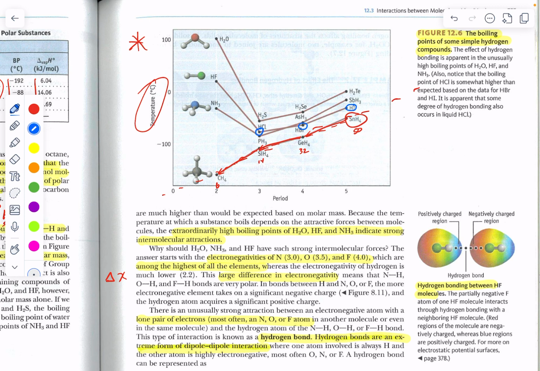But then all of a sudden, when we go to the element above that, it jumps way up here. Instead of being down here, it's way up there. And that's because that's where you end up having a hydrogen bond. Fluorine, with its high electronegativity close to the nucleus, and very close to the hydrogen because it's a small atom, has an unusually strong attraction, so it's going to take a lot more energy.